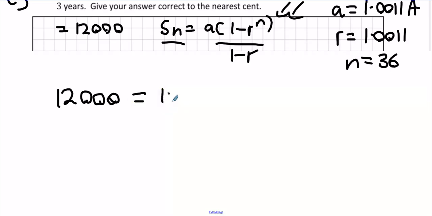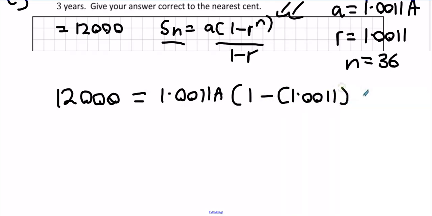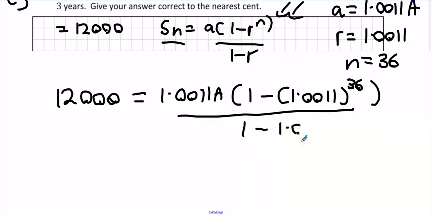Yeah, and then we get 1.0011 A times 1 minus 1.0011 to the power of 36, all divided by 1 take away 1.0011. And the part we're going to throw in the calculator, we're going to ignore the A, and it's everything that's not the A. Do you understand? Okay.